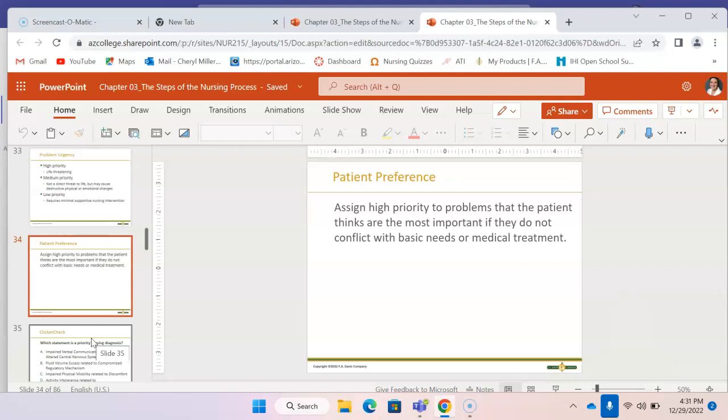Patient preference. Assign high priority to problems that the patient thinks are most important if they do not conflict with basic needs and medical treatment. So, a patient comes in and they're worried about the tightness of their socks. They're swollen. Take off the socks. If that's what they're worried about, take off the socks. You're still in the right direction. Okay?